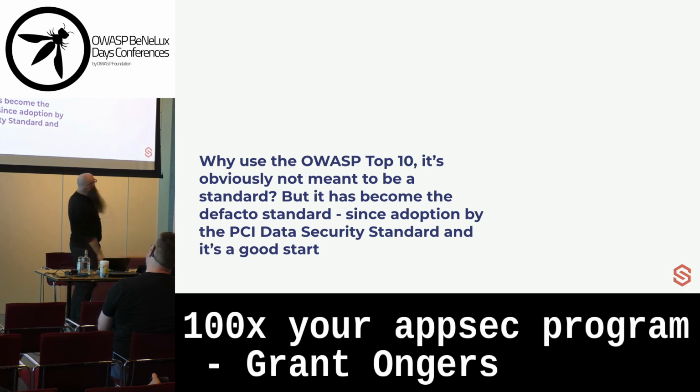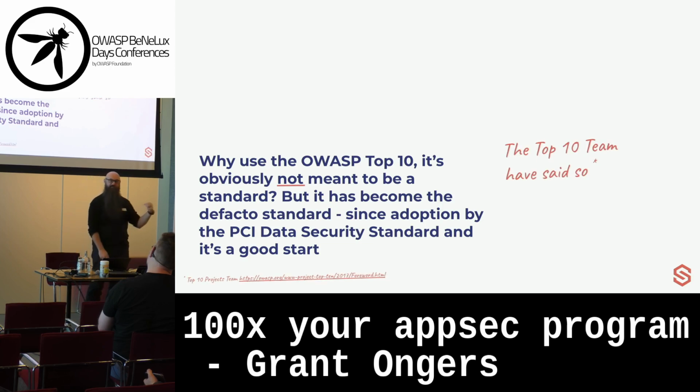The Top 10, although there are now several Top 10s, I'm talking about the original Top 10, the one that was recently updated again, is where most teams start to talk about application security. It's where most teams first hear about OWASP. It's usually the Top 10. It's even been referenced by PCI DSS as an important part of application security, but it is not a standard, right? The Top 10 team have said so multiple times. It's not a standard.